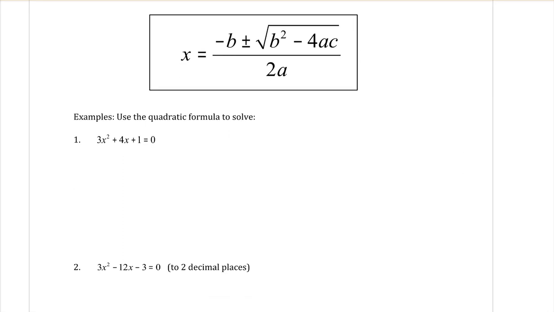All right, you 10, settle down, please. You do not have to be able to derive the formula, okay? That was just for fun, okay? You have to be able to use the formula. And here we go, we're going to use the formula.